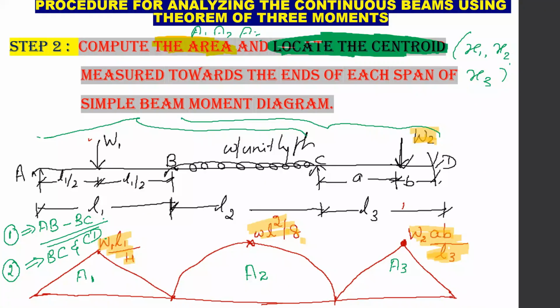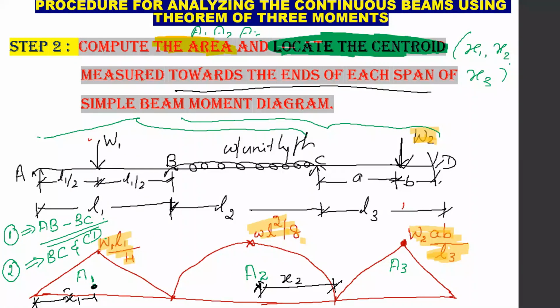Now, when you are considering AB, BC, our X1 should be calculated from the left end of the span. For BC, the centroid should be calculated from the right end of the span. That is why it is said to be measured towards the end of each span.